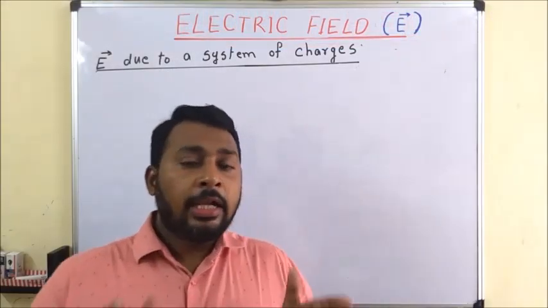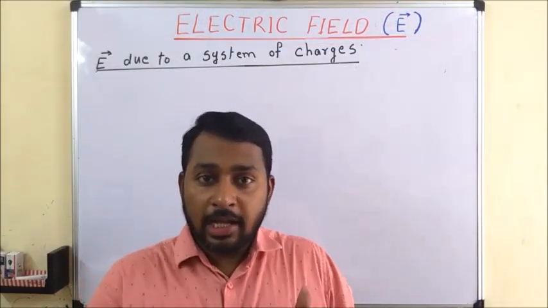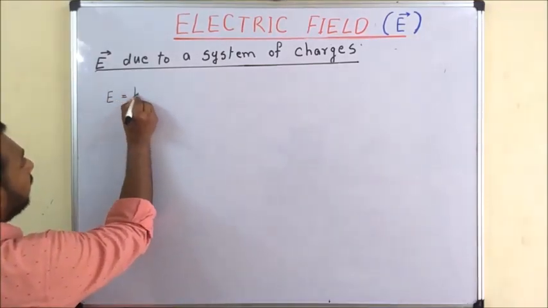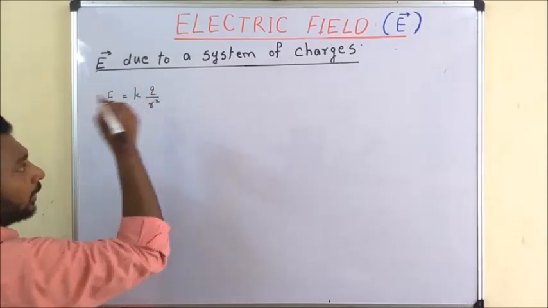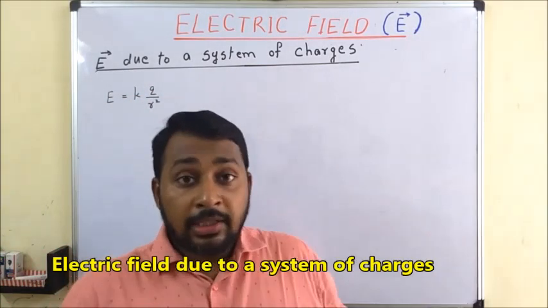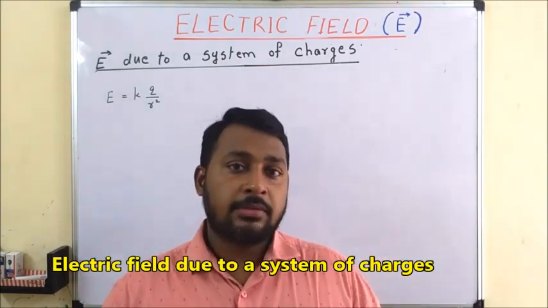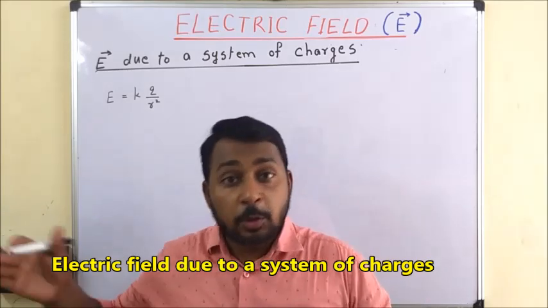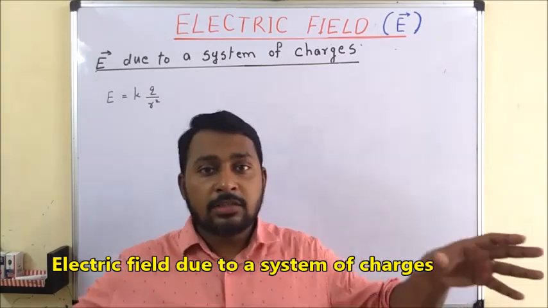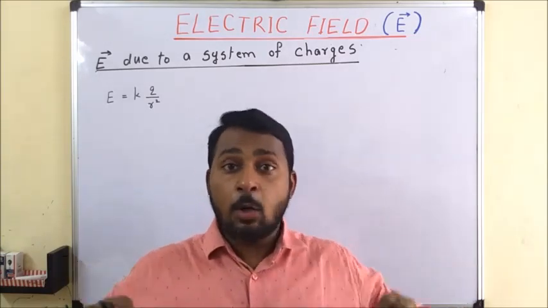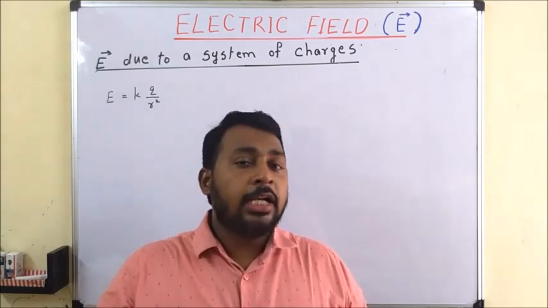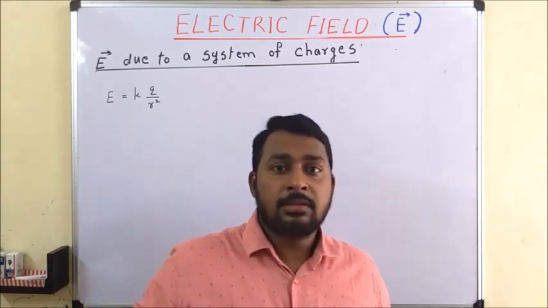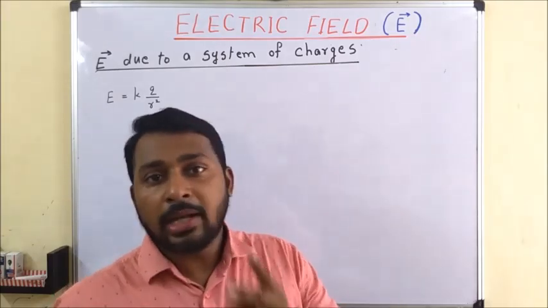We have seen the electric field due to a point charge at a point, and we have derived its value: E is equal to K Q by R square. Now, electric field due to a system of charges. We have n number of charges, Q1, Q2, Q3, up to Qn. So many charges are there, and all these charges have their own electric field. What will be the net electric field at a particular point P? In the beginning, for our convenience, we are starting with two charges, Q1 and Q2.